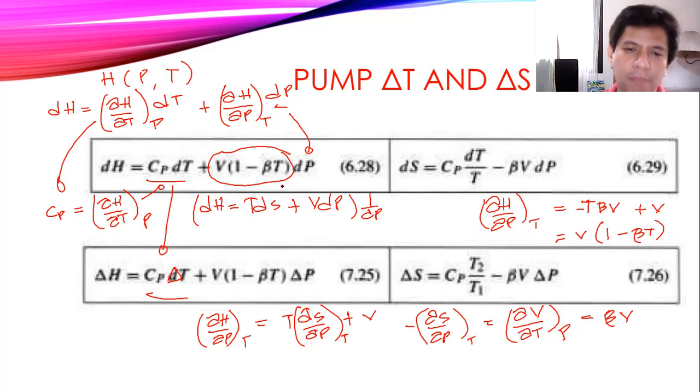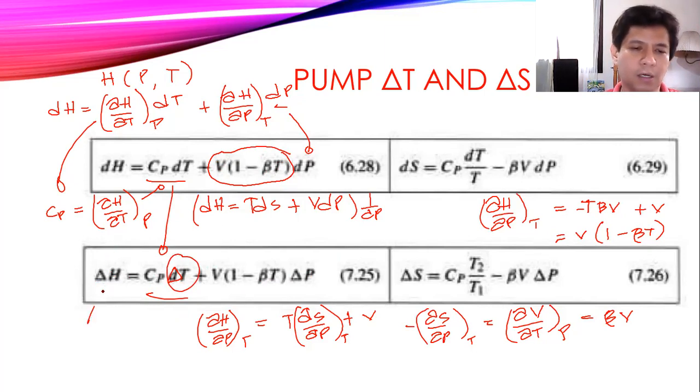Tapos pag in-integrate nyo, halimbawa, the liquid is incompressible, beta is constant, temperature is constant, usually yun yung initial. Kasi pag nag-pump kayo ng liquid, hindi naman masyado nagbabago yung temperature nun. Konti lang yung change, yung delta T natin palagi mababa lang. So ina-assume lang na constant yung T for simplification of calculation. So, basically magiging ganito na yung equation natin. Now, delta H equals Cp delta T plus V times (1 minus beta T) times delta P. So usually ito yung actual delta H, ano?